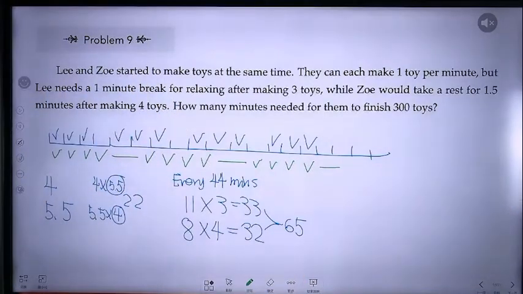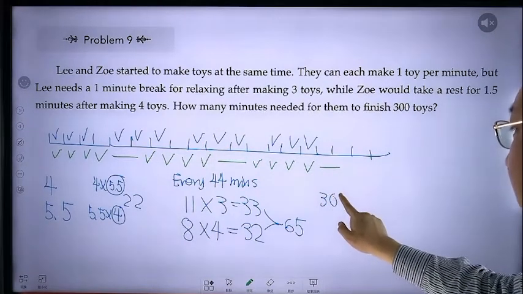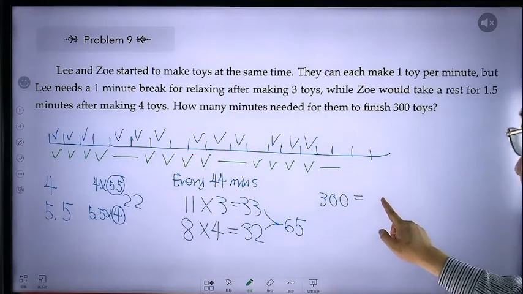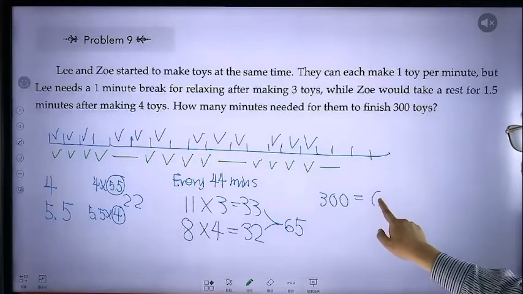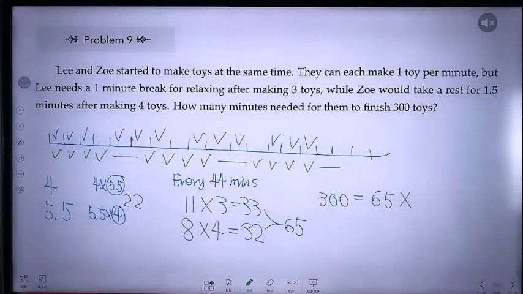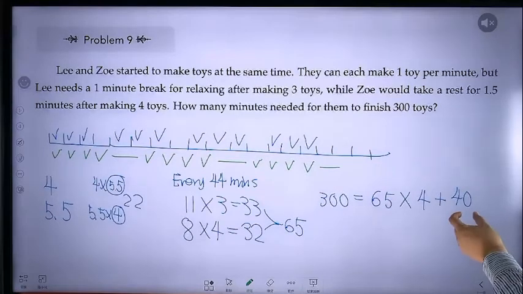Okay, then we can do some deduction from this 300, and see how many situations there are. That would be 300 equals what? Equals 65 times what? Times 5 is too many, it's 325. So maybe we just times 4 and then plus 40, right? Okay, so now you have some rough idea. So 40, and this is 65, so it's about 2/3 of the period.